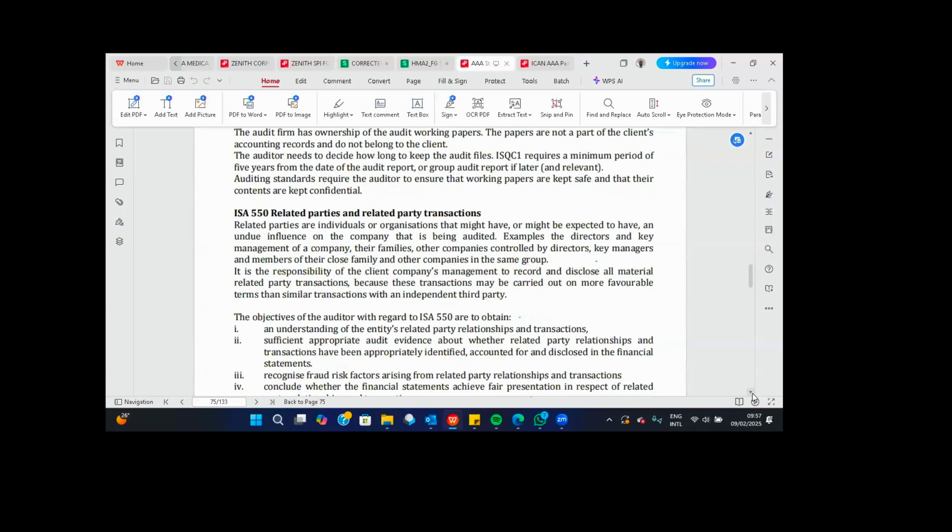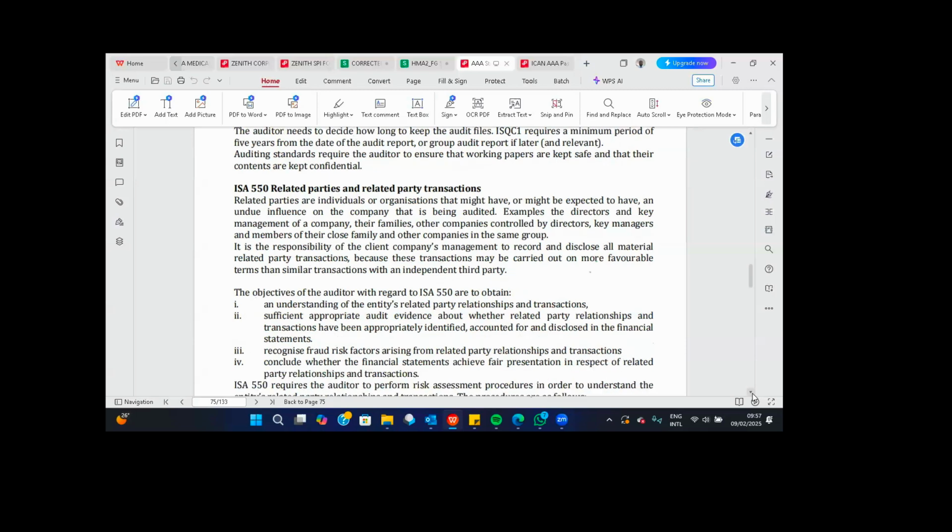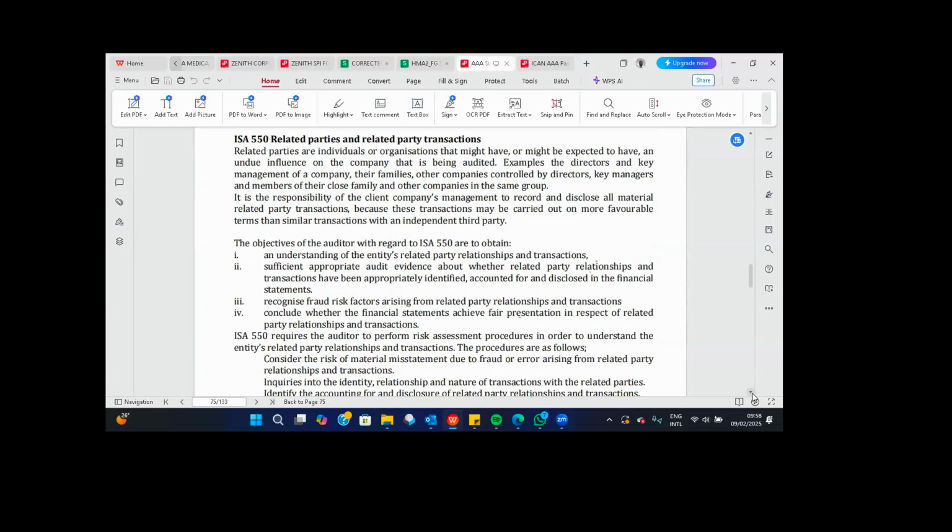So the objectives of the auditor with regards to 550 are, one, to obtain an understanding of the entity's related party relationships and transactions. Two, to obtain sufficient and appropriate audit evidence about whether related party relationships and transactions have been appropriately identified, accounted for, and disclosed in the financial statements. Three, the auditor is able to recognize fraud risk factors associated with related party transactions and relationships. Then lastly, the auditor will be able to conclude whether the financial statements achieve fair presentation in relation to related party transactions. What does that mean? That they are done at arm's length. They are not done with the intention that they are related. There's no familiarity in terms of cost. Okay?